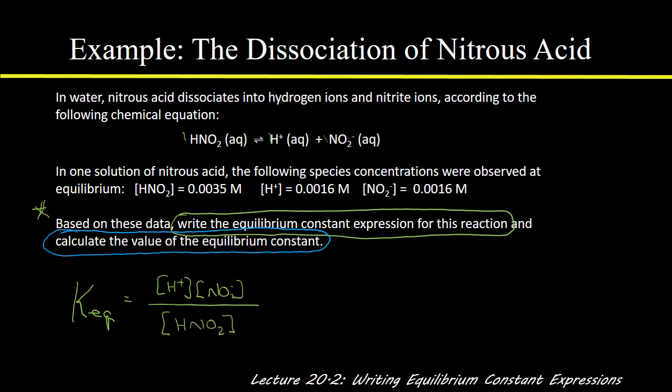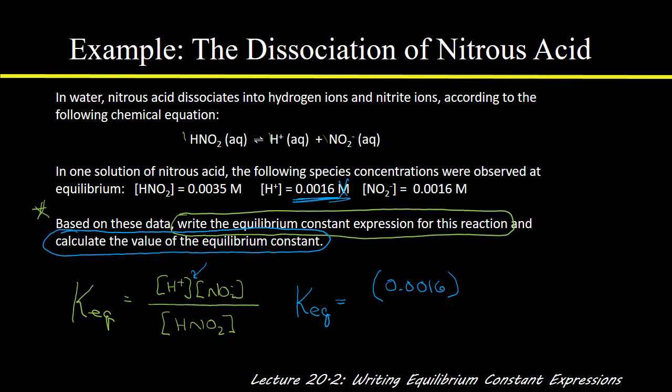All right, the second part of the problem says calculate the value for the equilibrium constant. And this is where the activity has a small role. When we're putting these in, we're going to put in the concentration of hydrogen ions in molarity, but without units. So the concentration is 0.0016 molar. We're going to put it in there, but leave out the molarity.